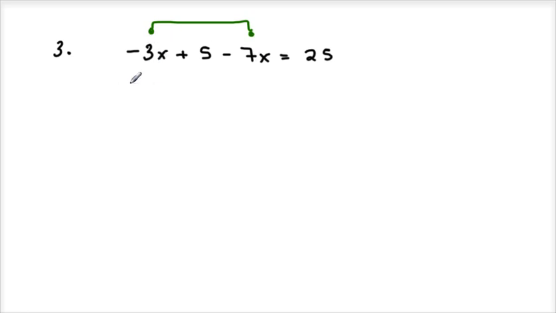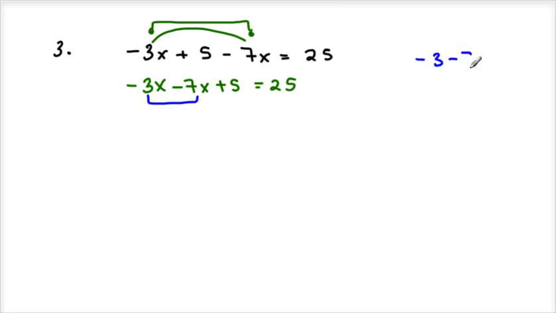Now this is an extra step you don't have to take, but I'm going to take it for now. Negative 3x, I'm going to bring this negative 7x next to it, plus 5 equals 25. So all I did was write these two terms next to each other. Okay, and just for a visual, if you combine these two terms, we have negative 3x minus 7x. Well, this is the same thing as saying negative 3 minus 7, which is equal to negative 10. So we're just going to say this is equal to negative 10x, combining those two.